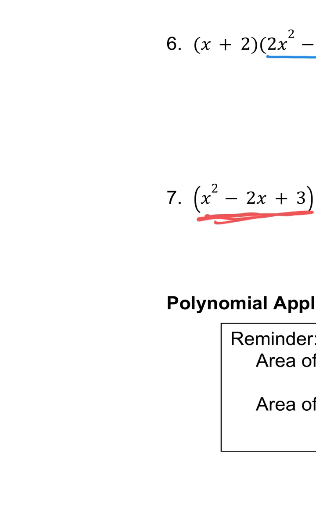6x cubed. Good. Negative 4x squared. Negative 4x. Good. Okay, third row. 6x squared? Remember, we're multiplying, so it's just 6x. Right, 6x. And then 6. Right, and 6. Good.